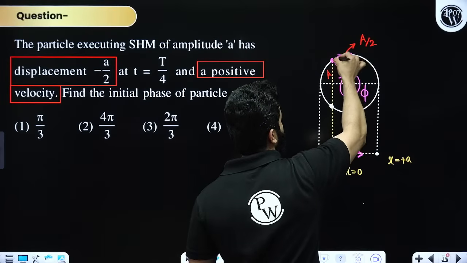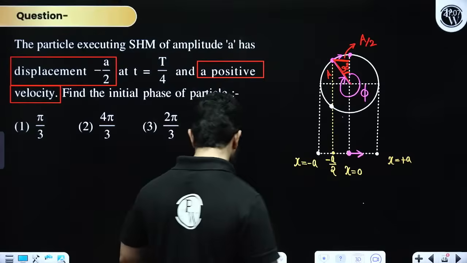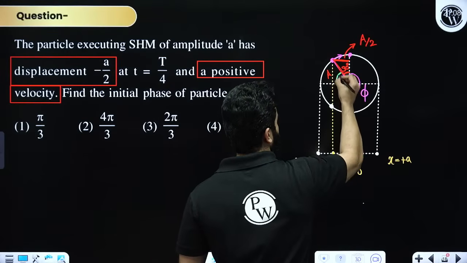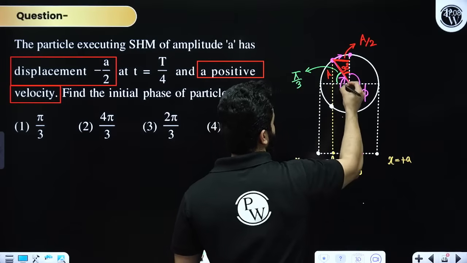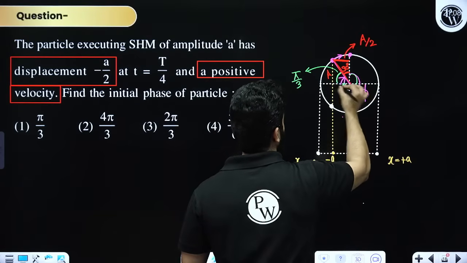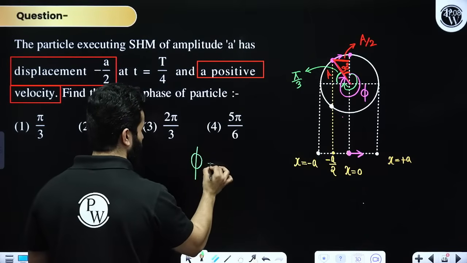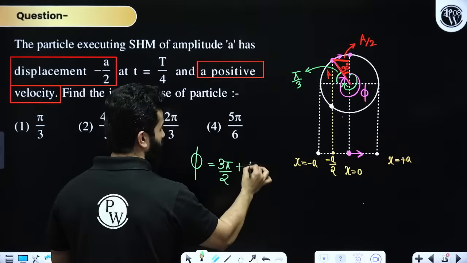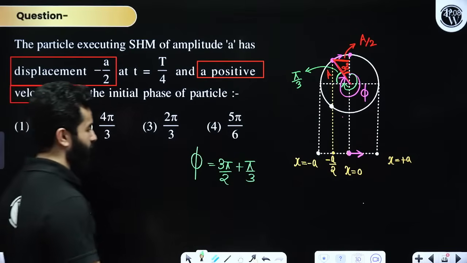Sine 30 degree is perpendicular divided by hypotenuse. So if this is 30 degree, my dear friends, this angle is going to be 60 degree. This angle will be pi by 3. Acha, this angle is 3 pi by 2. So the initial phase is going to be 3 pi by 2 plus pi by 3.